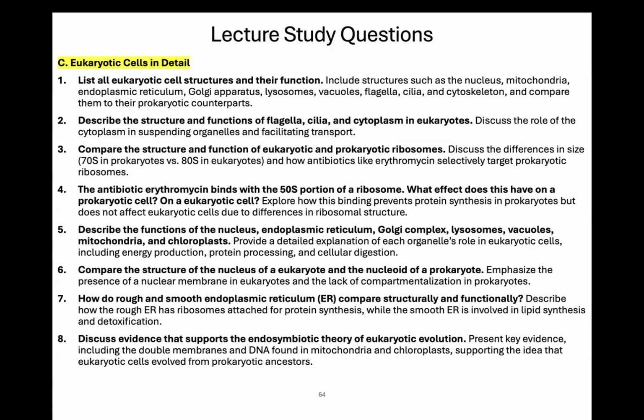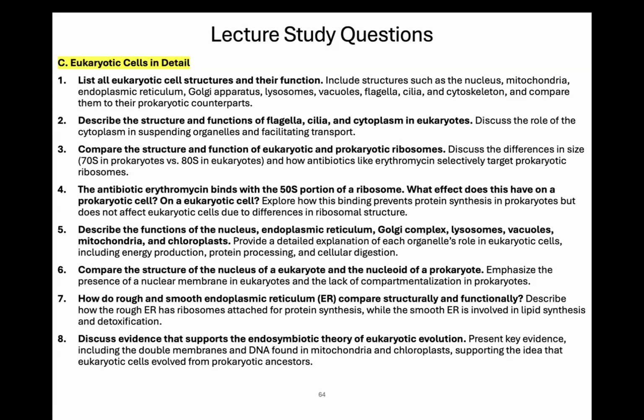Next one is describe the function of the nucleus, ER, Golgi. So we went over that. We just went over all of those. Compare the structure of the nucleus of a eukaryote and the nucleoid. Prokaryotes do not have a nucleus. We just call the area where the DNA is found the nucleoid. Eukaryotes do have a nucleus. It's a membrane-bound double membrane that holds the DNA.